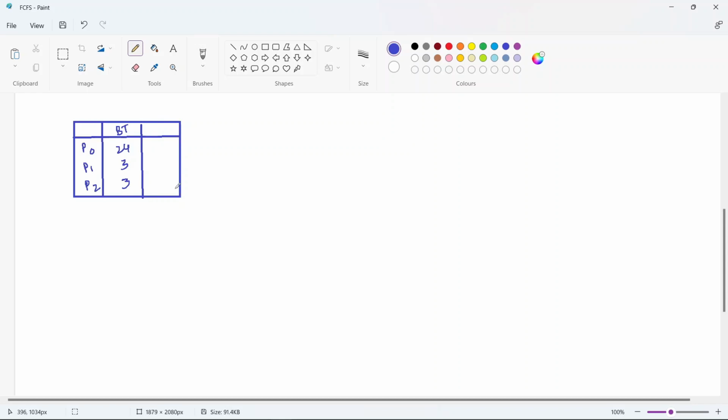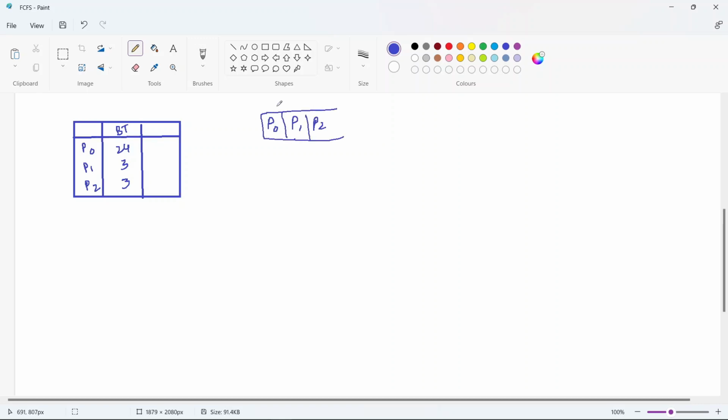If no arrival time is given, then we will consider the arrival time is the same for all, and all have arrived into the ready queue. Now we don't have an option of choosing, we don't know which one has come first. Now it depends upon the user's choice. Suppose you have selected P0 arrived first, and then P1 and then P2. Let us consider our ready queue is like this.